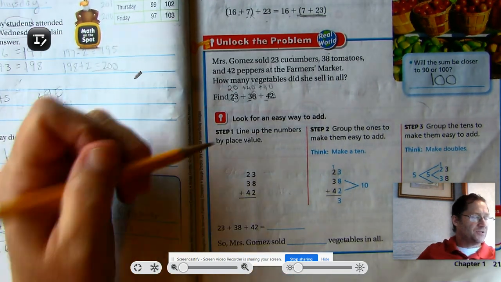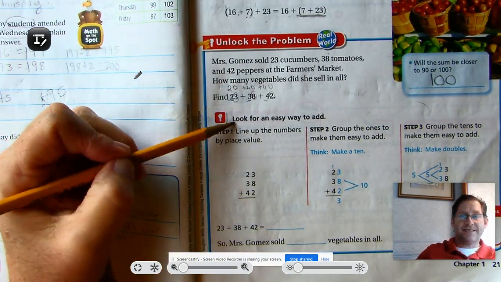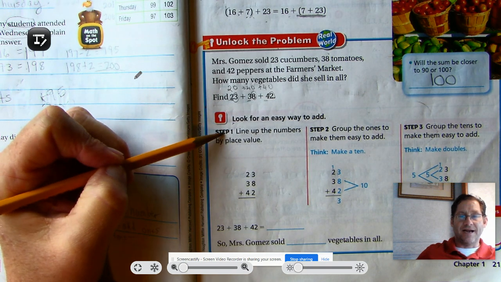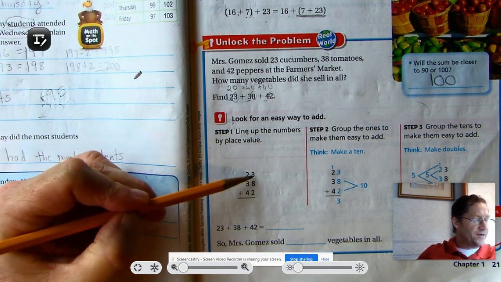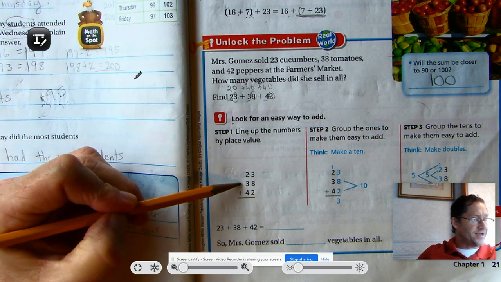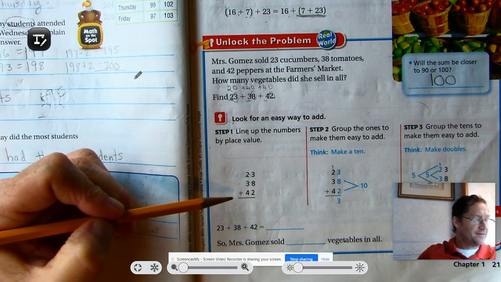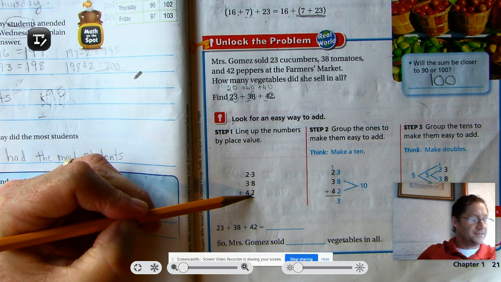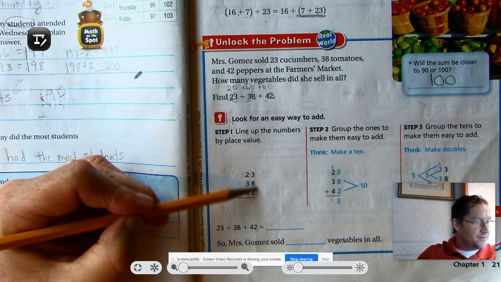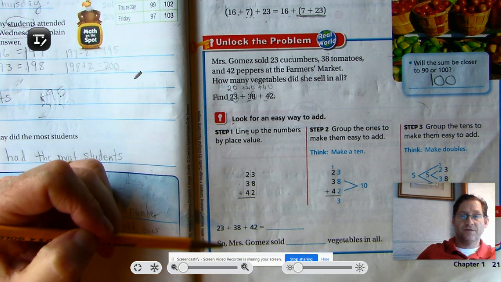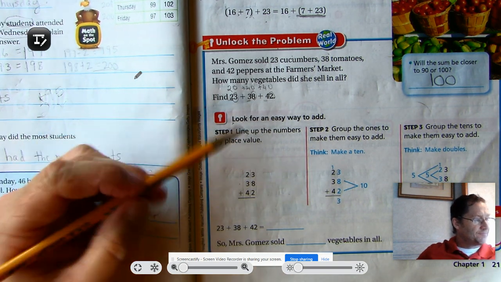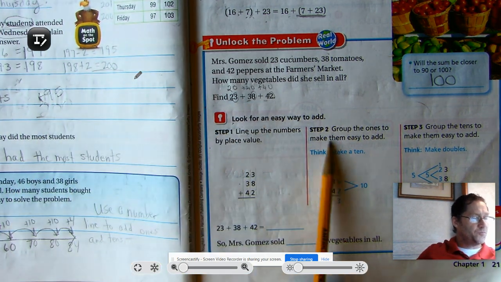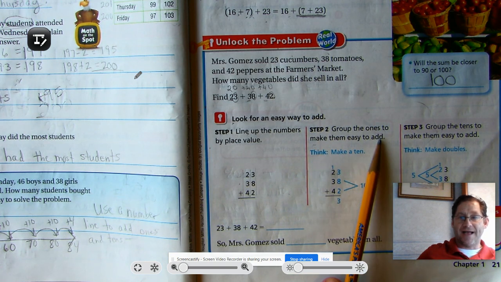All right, and so look for an easy way to add. It says line up the numbers by place value. So place value, 23, there are 3 ones. 38, there's 8 ones. 42, there are 2 ones. So we want to line up the place values to add.